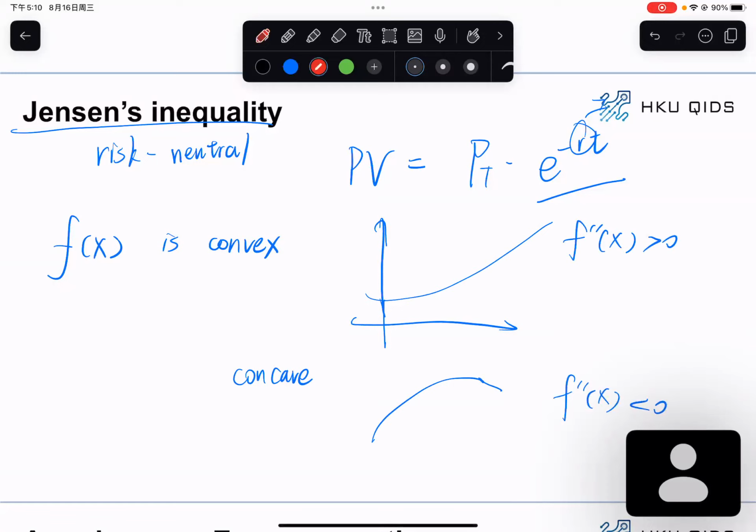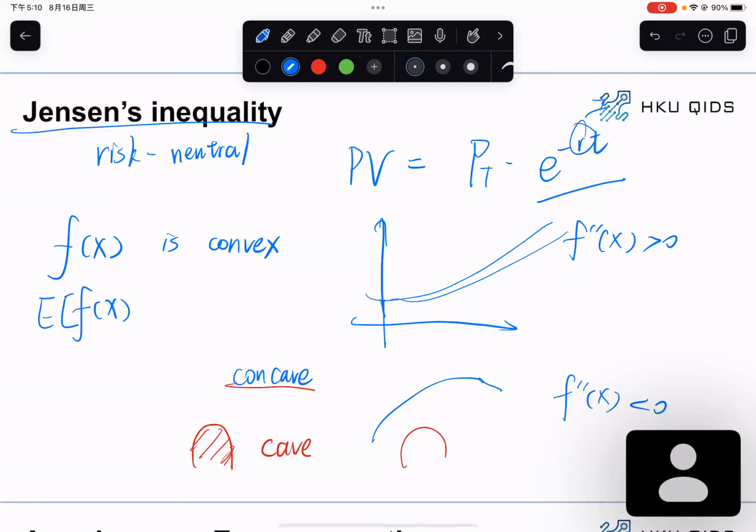For convex and concave functions, I'm also going to recommend a good way to remember these two. Concave has the word cave in it, right? For a 洞穴, it has a door like that, and this is dark. So concave looks in this way, and convex is something that looks like that. Okay. So Jensen's inequality tells us that if f(x) is a convex function, then the expected value of f(x) is going to be larger than or equal to the function of the expected value of x.